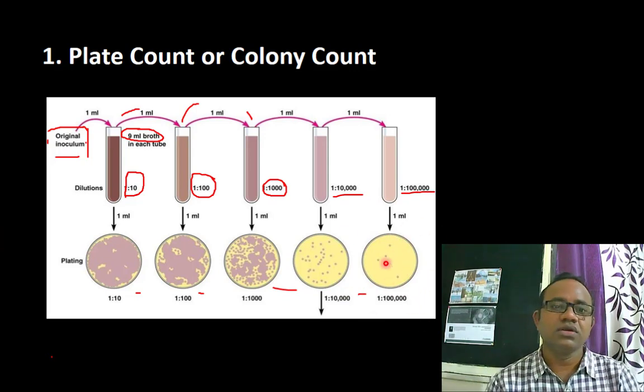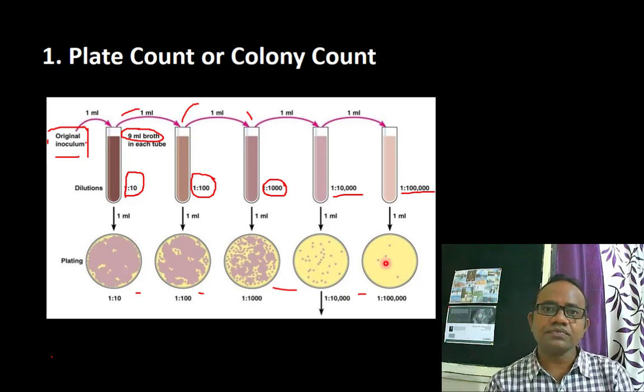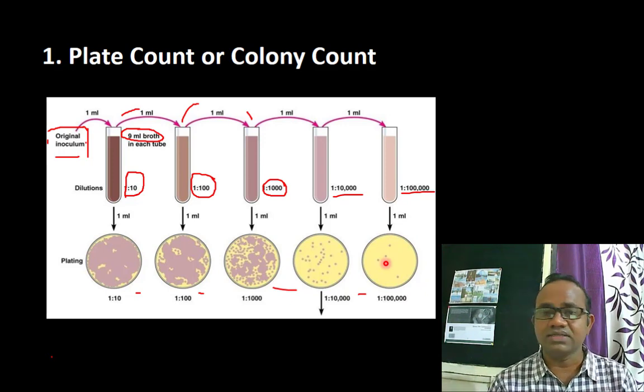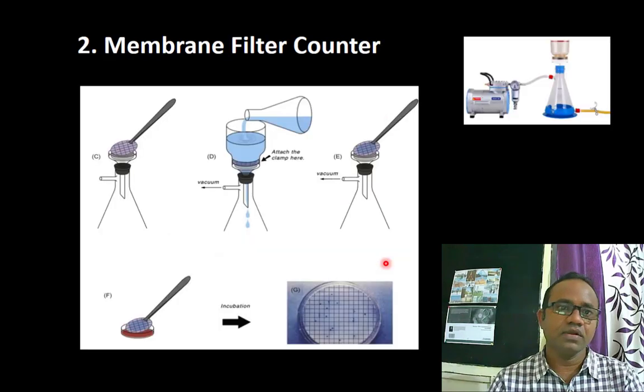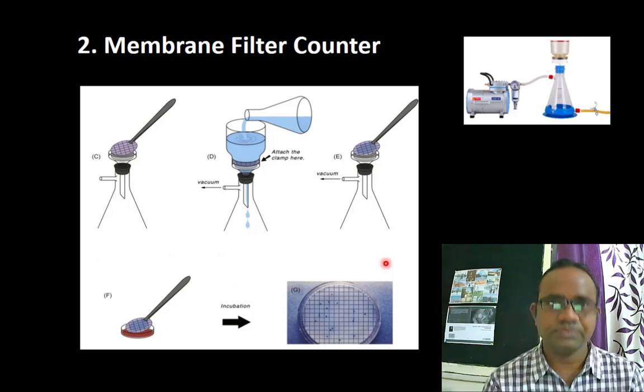So this is called the plate dilution, where the number of bacteria can be easily counted according to the dilutions. Okay. So this was the plate count method. This method is actually the last method for the indirect count of the bacterial cells. It is called membrane filter count.